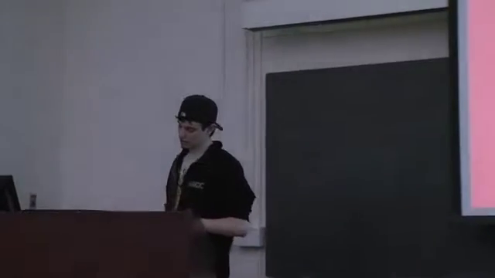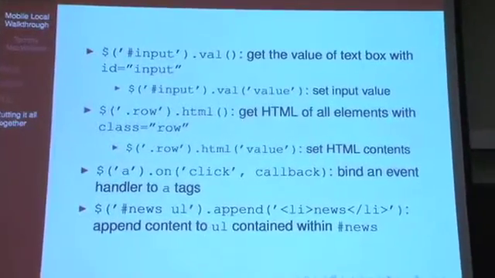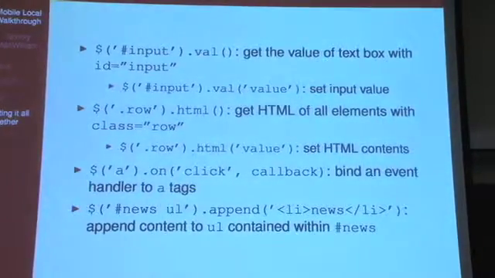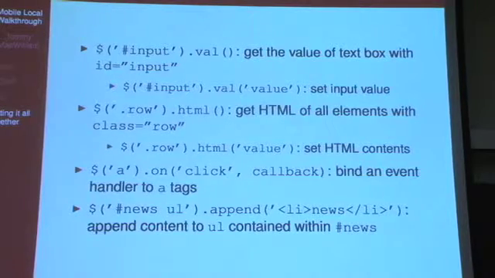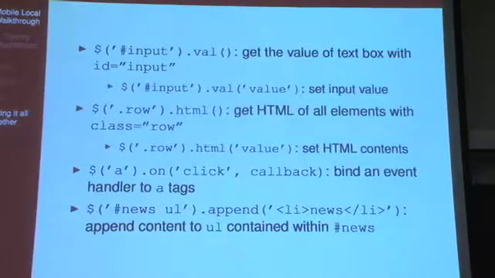And so we can also do things like the greater than sign, which says that it needs to be a direct child of news. And we can also use the comma. So unlike the space, that's going to be the descendant, the comma is kind of an OR operator. So if I said something like hashtag input comma dot row, that's going to be everything with an ID of input or a class of row.